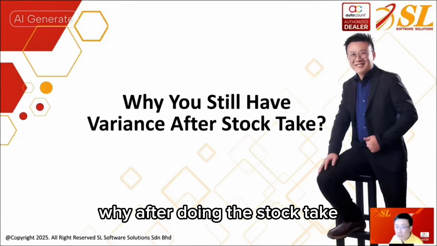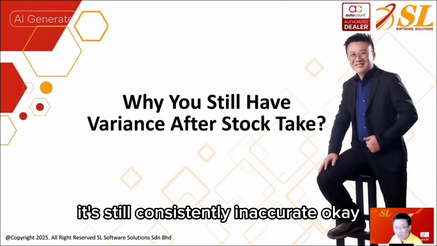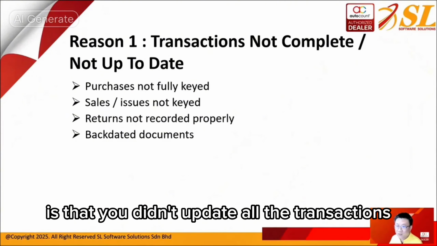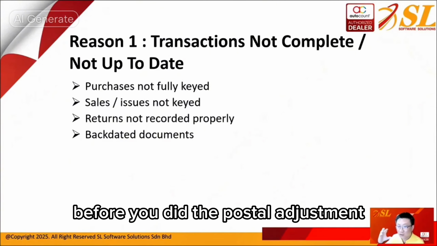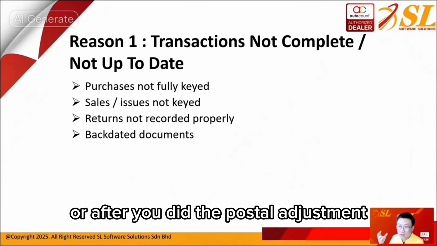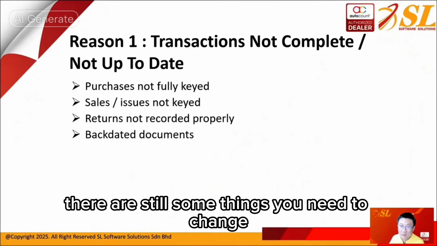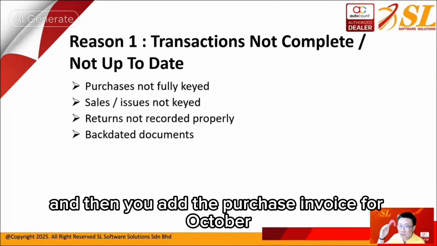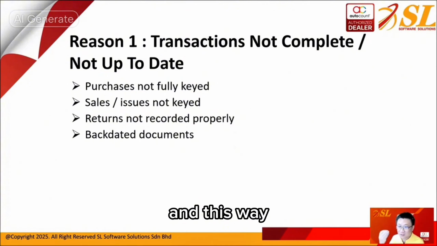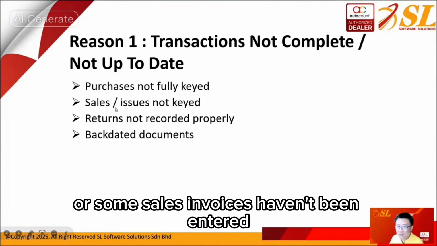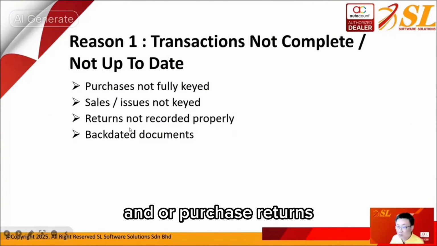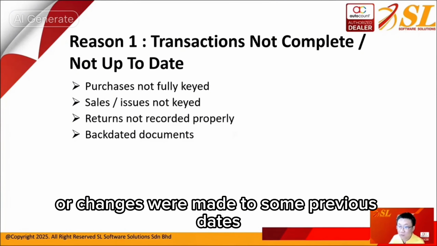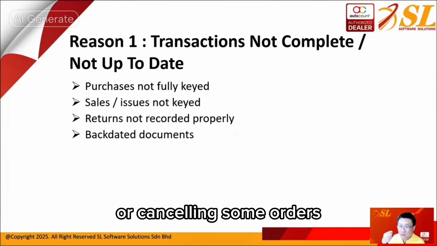Why, after doing the stock take, is the stock balance still consistently inaccurate, okay? So altogether, you see the first biggest possibility is that you didn't update all the transactions before you did the post to adjustment, or after you did the post to adjustment, there are still some things you need to change, like the purchase order that hasn't been fully entered, and then you add the purchase invoice for October or September later. This way, it will affect the stability of the system's balance, or some sales invoices haven't been entered, or purchase returns, sales credit notes haven't been entered, or changes were made to some previous dates, like changing the unit of measure, or cancelling some orders.